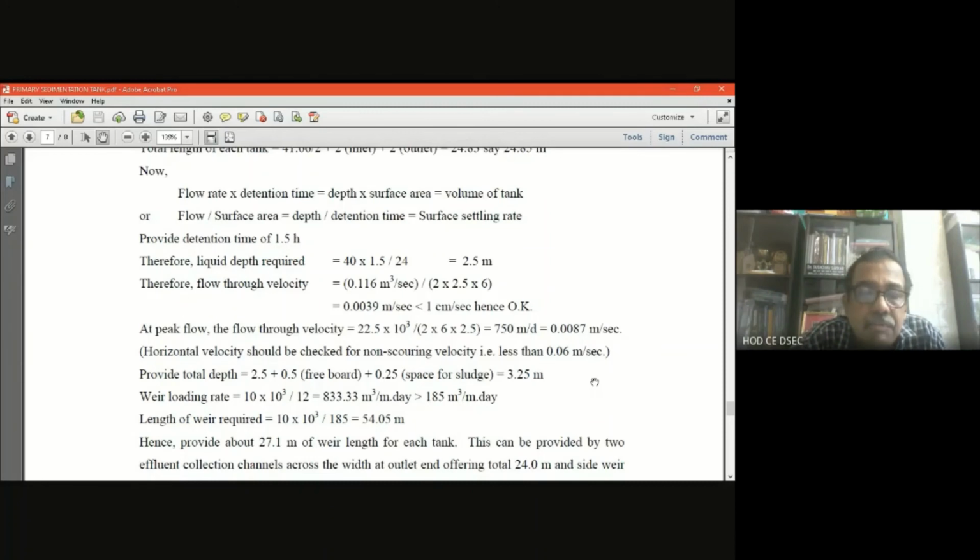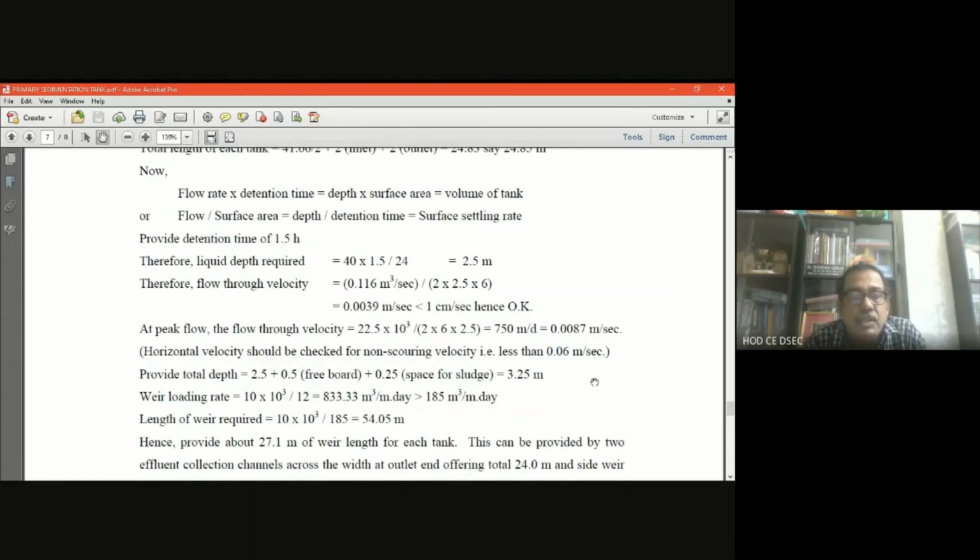A means the vertical cross-sectional area you have to take, because you are going to find out the horizontal velocity. So you have to take the plane perpendicular to the horizontal velocity. That means b into h. B is 6 meter and h is 2.5 meter, which we have just found out. Since there are two tanks, the total area is 2 into 6 into 2.5 meters. That is the vertical plane area through which the horizontal velocity acts.